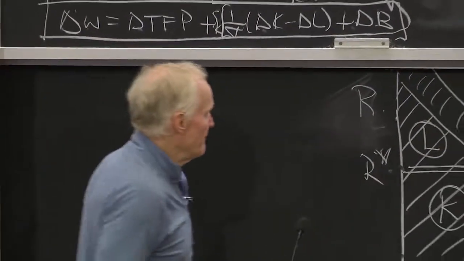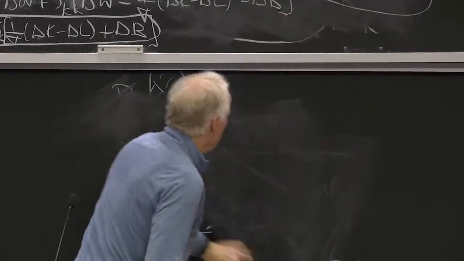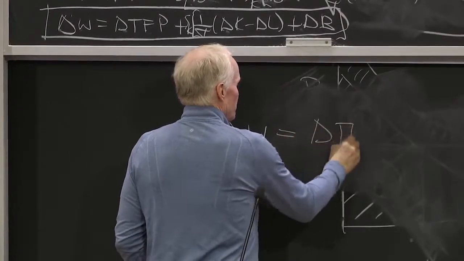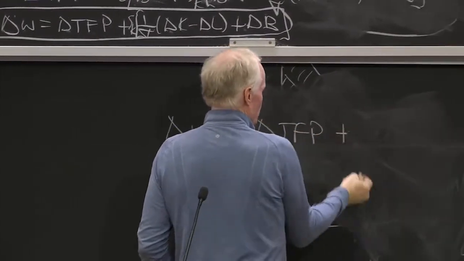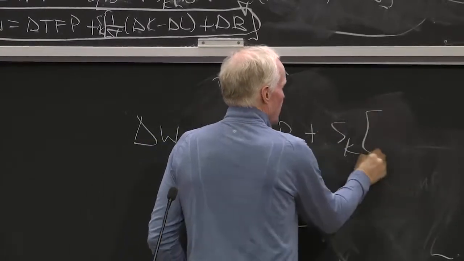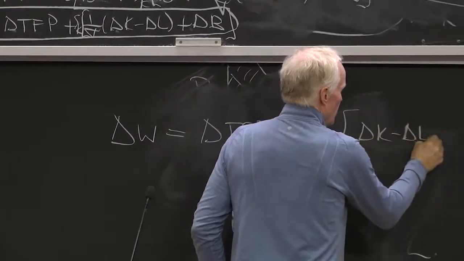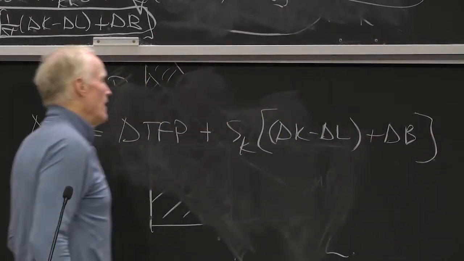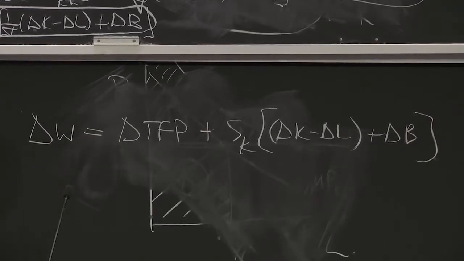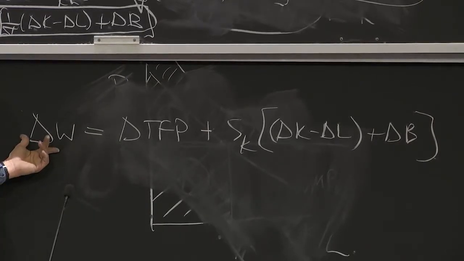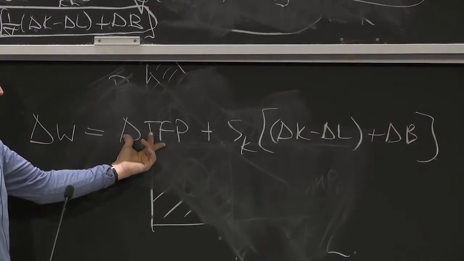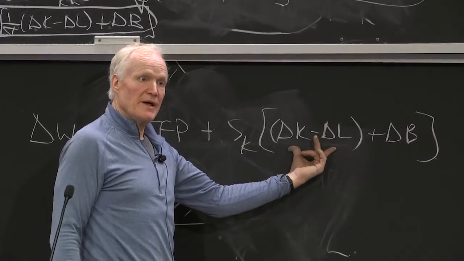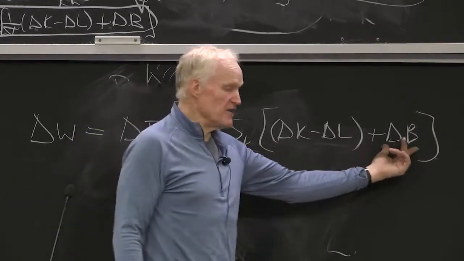Let me rewrite that. Just like the capital deepening formula we had last time, delta W equals delta TFP plus SK delta K minus delta L plus delta V. All right. So this is the growth in the real wage rate that we're going to see in the economy. This is the growth in TFP. And this is the growth of capital deepening that we had from our earlier formula. And then this is technological bias.